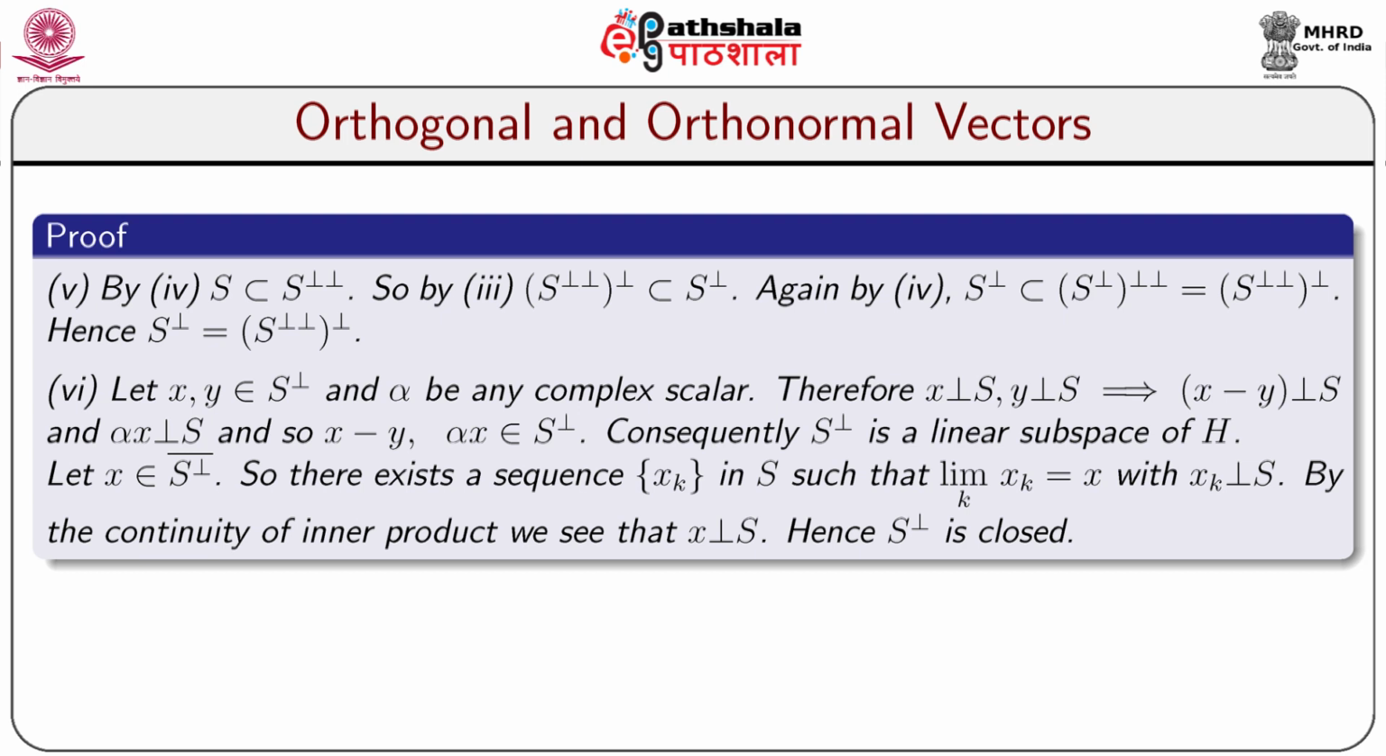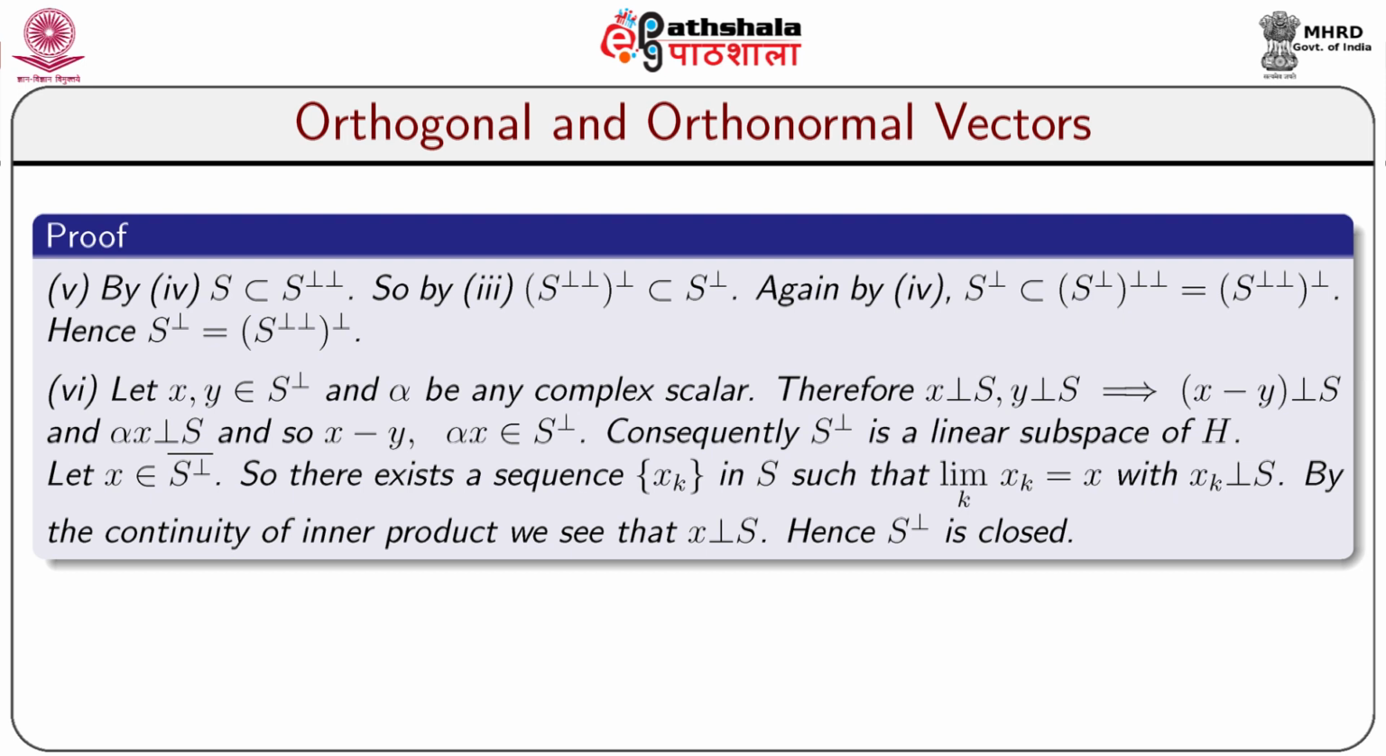We shall now show that S perpendicular is closed. For this, we shall show that S perpendicular bar is equal to S perpendicular. For this, we start with an element x belonging to S perpendicular bar. So, there exists a sequence of elements xk in S perpendicular such that limit k of xk is equal to x, with xk perpendicular to S.